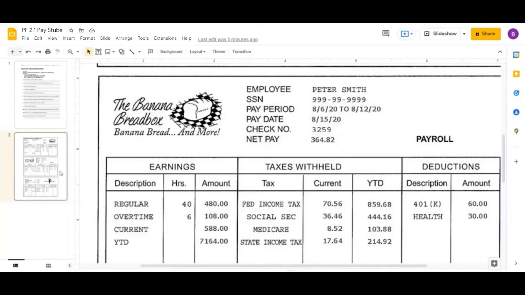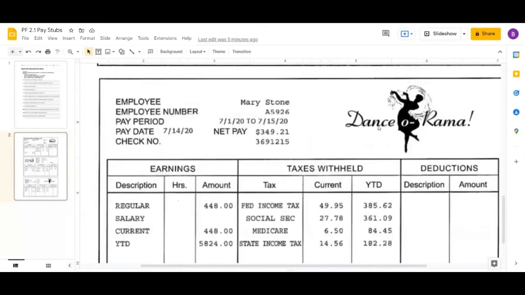All right. Last pay stub is with Mary Stone. Number 9 asked, where does she work? She works at the Dance-O-Rama. Number 10, how much is her salary on this check and what is her salary on the year? So again, we can see that she's a salaried worker. On this check, she earned $448.